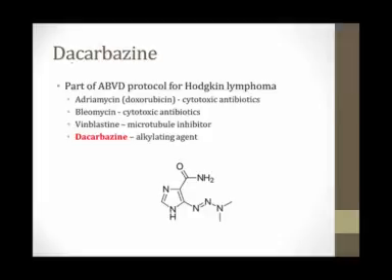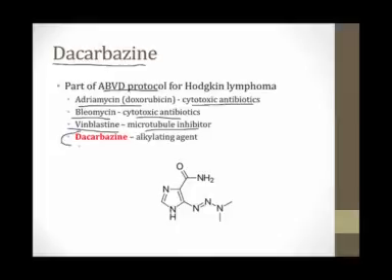I'll finish this module by mentioning two drugs that are part of commonly used protocols to treat Hodgkin lymphoma. The first one is dacarbazine. It's part of the ABVD protocol. ABVD stands for adriamycin, which is doxorubicin, a cytotoxic antibiotic. The B is for bleomycin, another cytotoxic antibiotic. The V is for vinblastine, which is a microtubule inhibitor. And finally, the D is for dacarbazine, which is an alkylating agent. This is its structure shown on the screen.